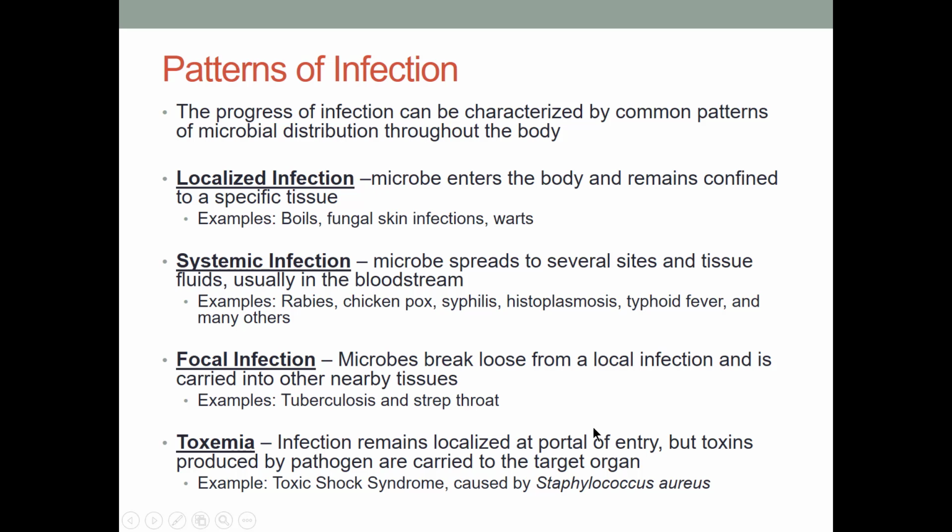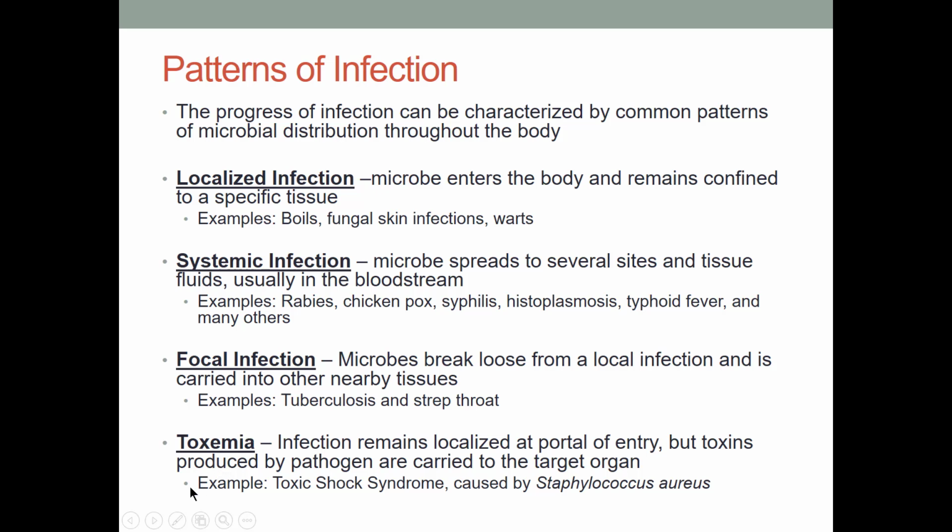Toxemia is a term that describes a different phenomenon, kind of like systemic infection, but here what you have is a localized infection that releases toxins rather than the entire microbe traveling throughout the body. So in this situation, you wouldn't have the microbes spreading throughout the body, but the microbes spreading a toxin throughout the body. So it's sort of a variation of a systemic infection.